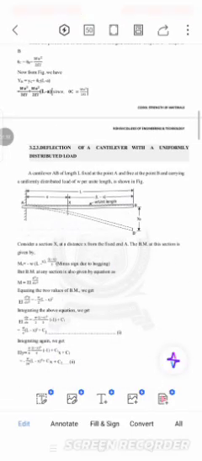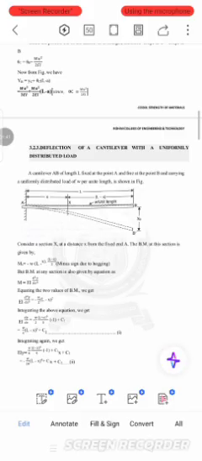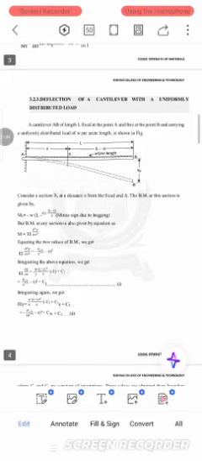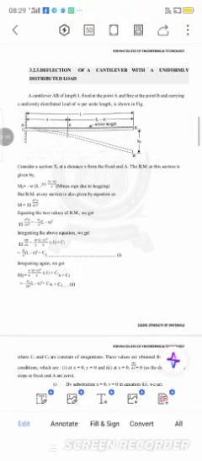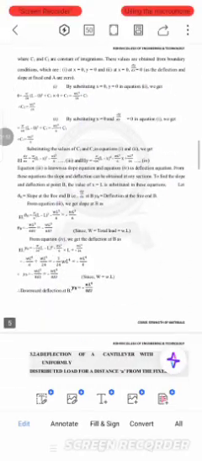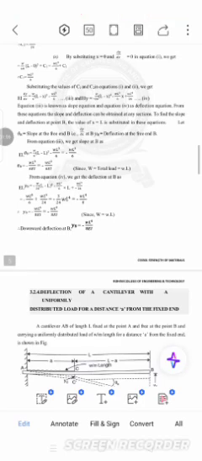Then the deflection of the cantilever with a uniformly distributed load. The figure shown represents the deflection. First find the moment at any point x and double integrate the value to get the deflection. By solving the equation we get YB is equal to WL power 4 divided by 8 times EI, negative because the deflection is in the downward direction.